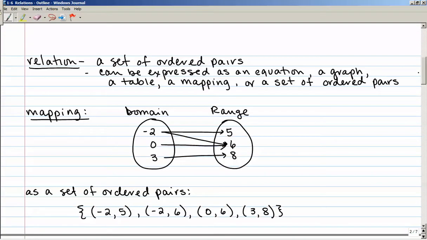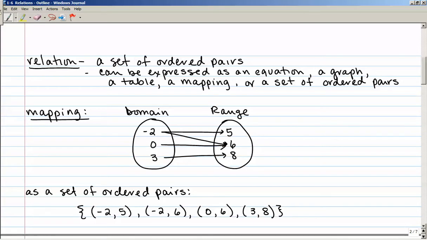So a relation is just a set of ordered pairs, and it can be expressed as an equation, a graph, a table, a mapping, or a set of ordered pairs. So here's an example of a mapping. We have these 2 big circles. One of them represents the domain. We'll talk about what that is in a minute. And the other represents the range. And each value of the domain is mapped to a value in the range.